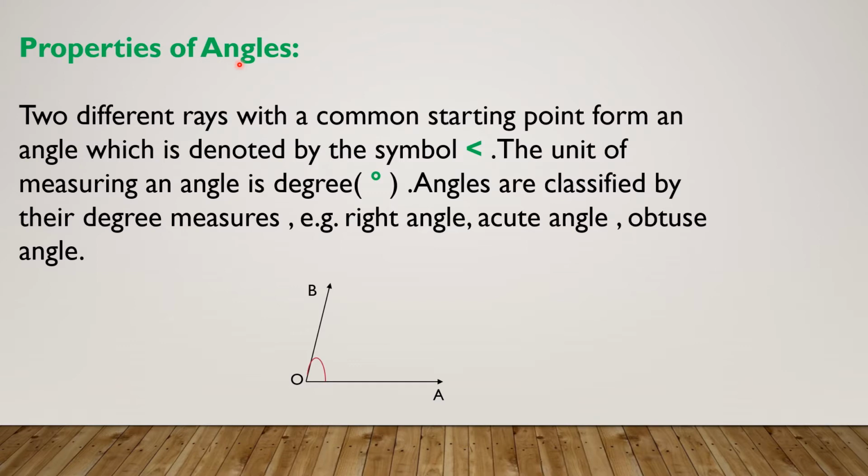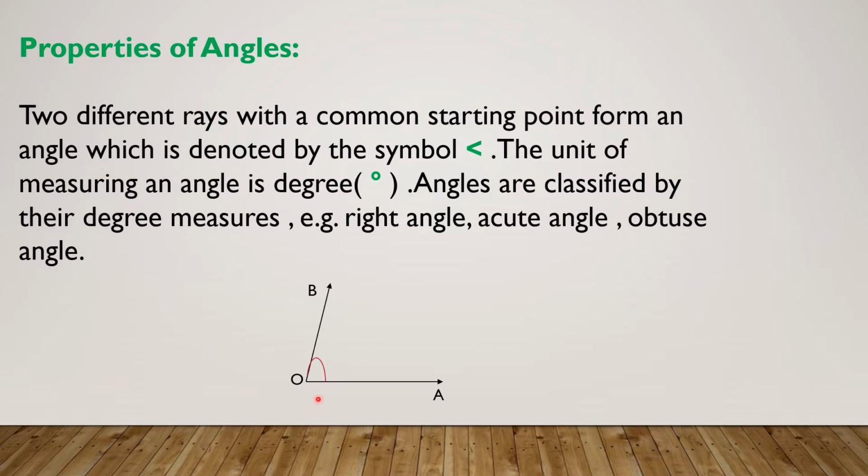Let's see the most important thing of geometry, that is angles and properties of angles. Two different rays with a common starting point form an angle. For example, look at the figure. Here we have two different rays. The first ray is OA and the second ray is OB. The common starting point of both the rays is O. Two different rays with a common starting point form an angle.